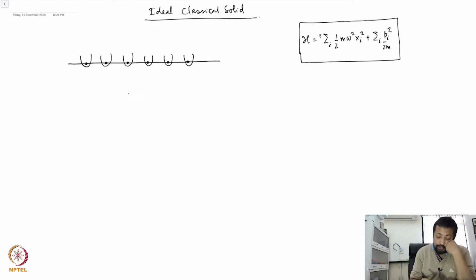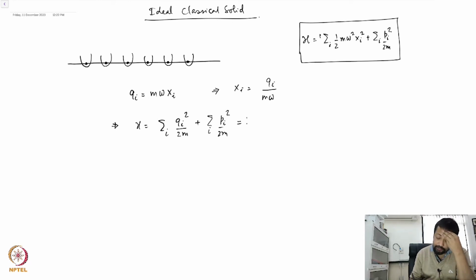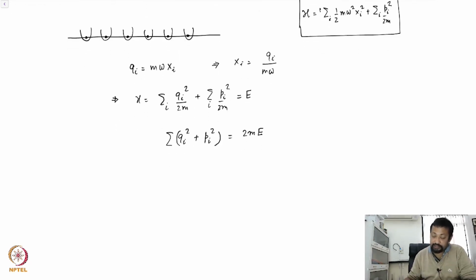Okay. First note that if I substitute q_i equal to m omega x_i, this would imply that x_i is q_i over m omega, which means that the Hamiltonian now takes the form sum over i q_i squared over twice m plus sum over i p_i squared over twice m, and this is going to be a constant energy. So in the phase space, this equation q_i squared plus p_i squared equal to twice mE defines a 6N dimensional sphere.